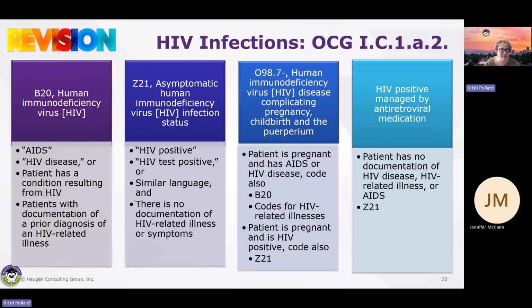However, the flip side of that is if they're documented as HIV positive, HIV test positive, or there's no documentation that they have or ever have had an HIV-related illness, then it gets a Z21. And then they go into the other guidelines. This is covering about, I don't know, 8 guidelines on the 2 slides that I've got here for you. So definitely go and check it out.